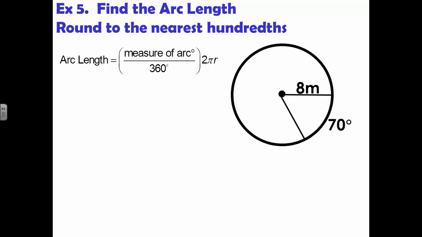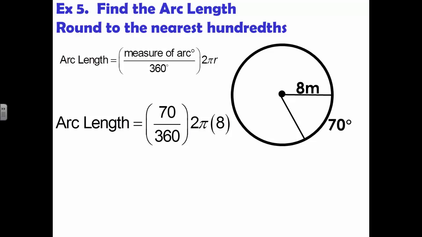Copy this example down. We're going to find the measure of that arc. So it's just circumference with a fraction of the circle, that's 70 over 360. We're rounding to the nearest hundredth, so you need to type everything in and toggle if necessary.